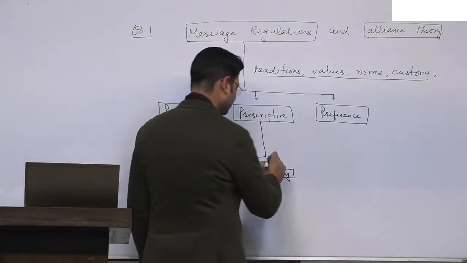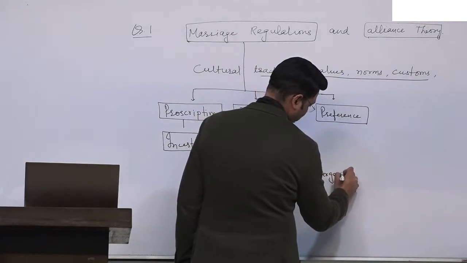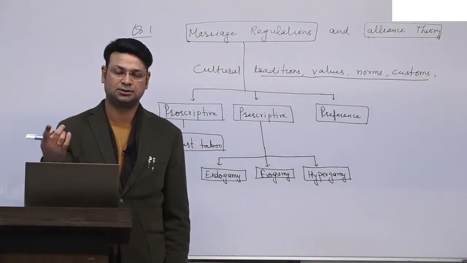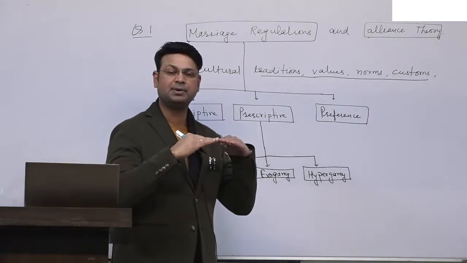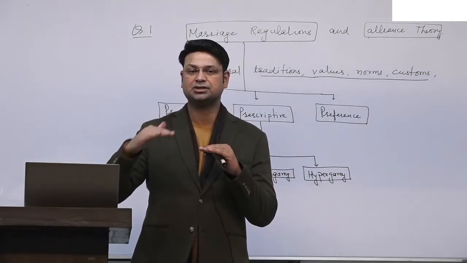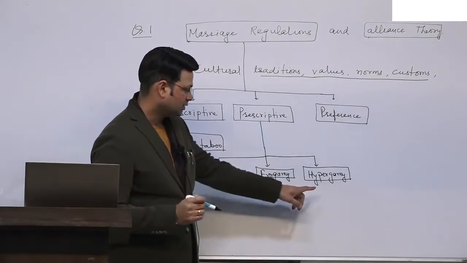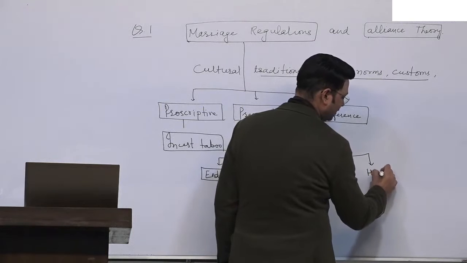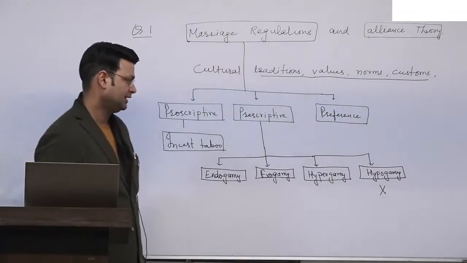Then we have hypergamy. That says that a girl can only marry in a higher varna, that means a girl cannot marry in a lower varna. Say one girl is born in Brahmin, so she can only marry Brahmin, not the other varnas. If one is born in Kshatriya, she can marry either in Kshatriya or in Brahmin, because Brahmin, Kshatriya, Vaishya and Sudra, this is the varna hierarchy. So hypergamy is allowed in Indian settings. Hypogamy, which is the marriage of a girl in a lower varna, is forbidden.